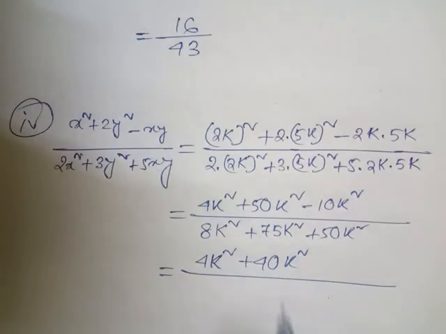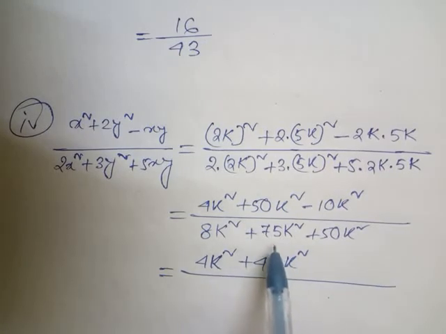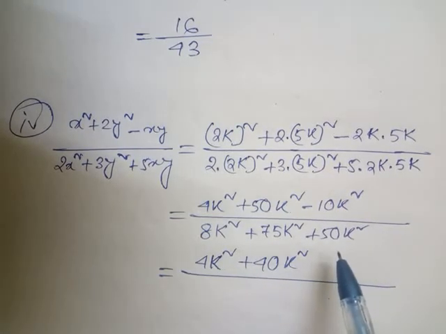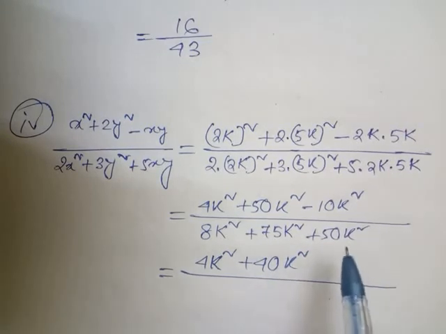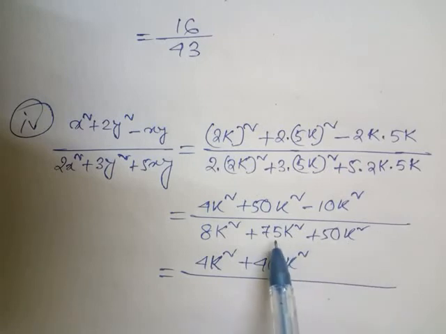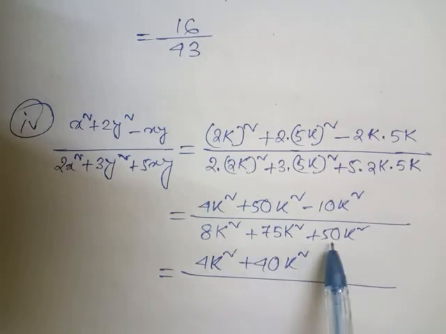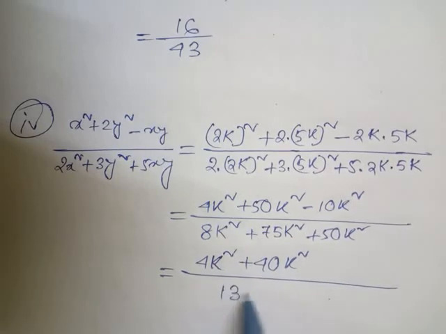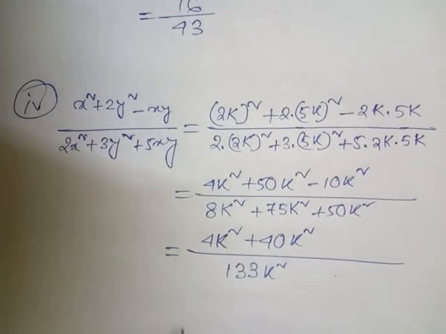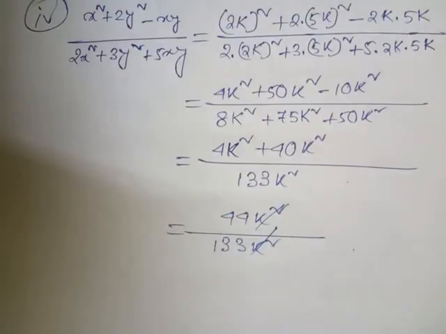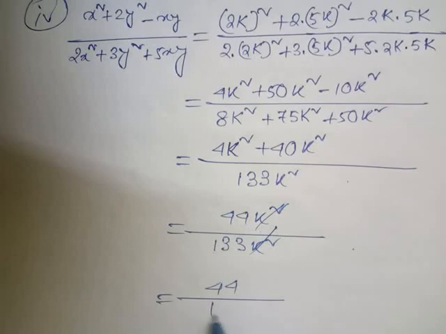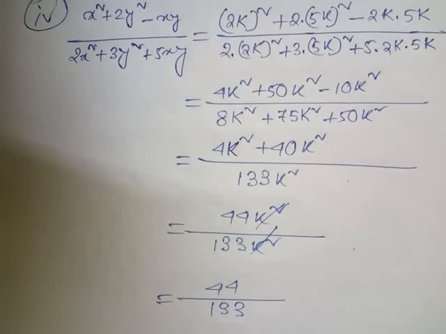If we add all these, 75 plus 50 means 125, and 8 more, which makes 133k square. Now there is 44k square and 133k square. Cancel these two. The answer here is 44 by 133. This is the answer of part 4.